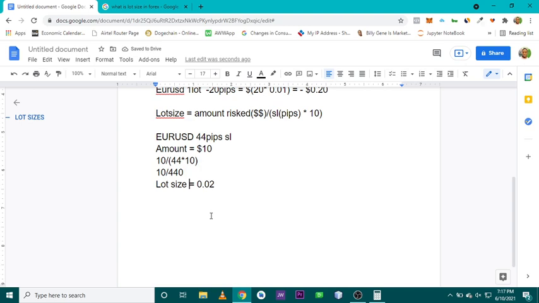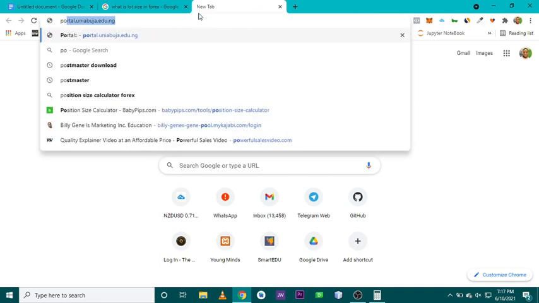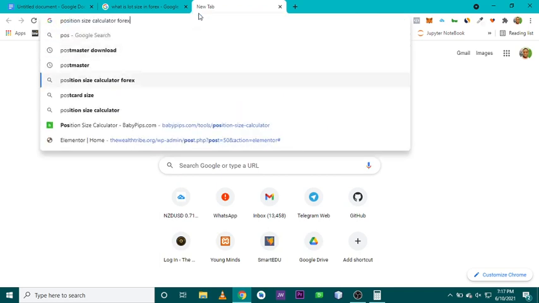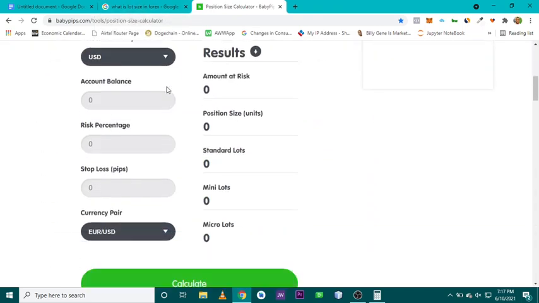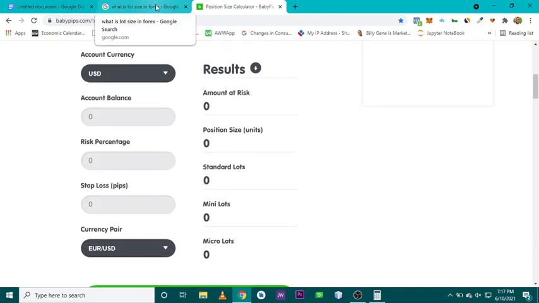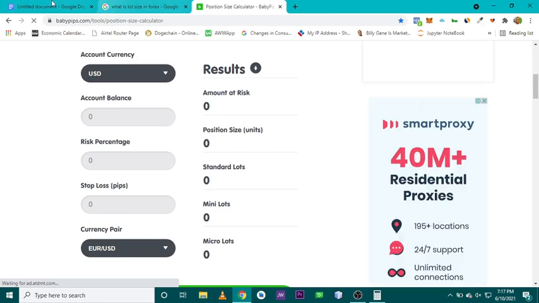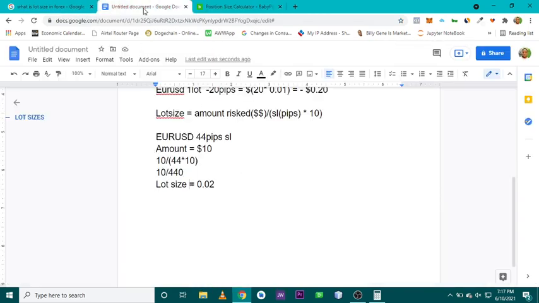So for example, if you wanted a very short way, you could go online and write position size calculator. The one I normally recommend is the one from Babypips. So if you scroll down, yes, I'll do the same example we have here and we should get something close to it.